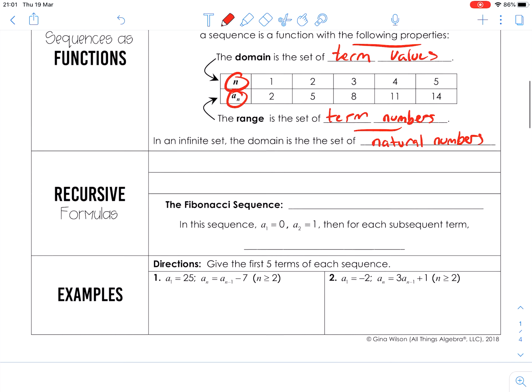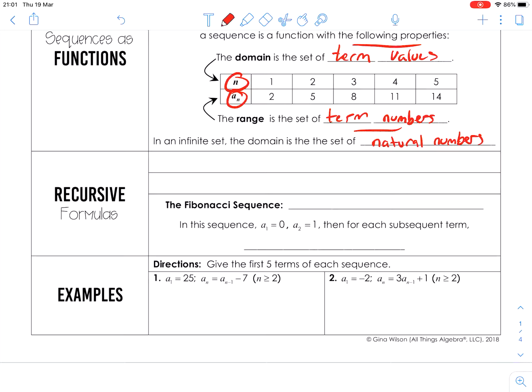So here we go. We'll talk about the natural numbers later. When we are talking formulas for our sequences, we have two different ways of doing it for now. We have our recursive formula and we have our explicit formulas.